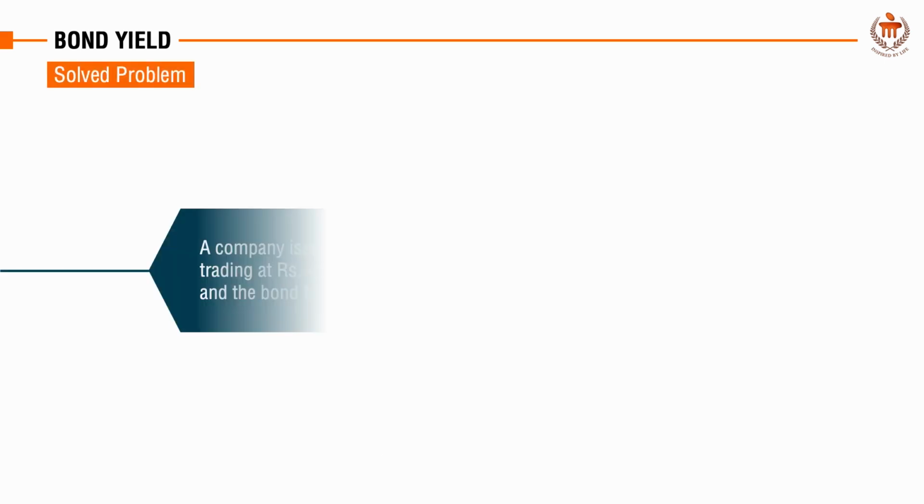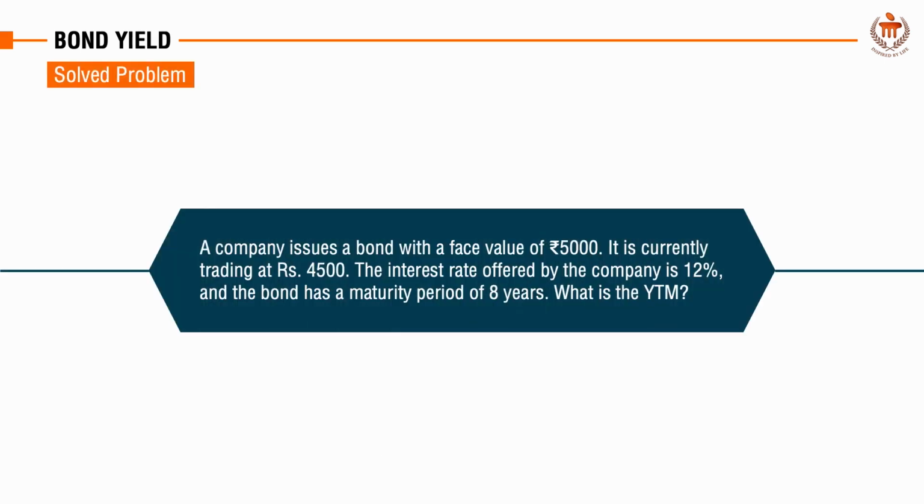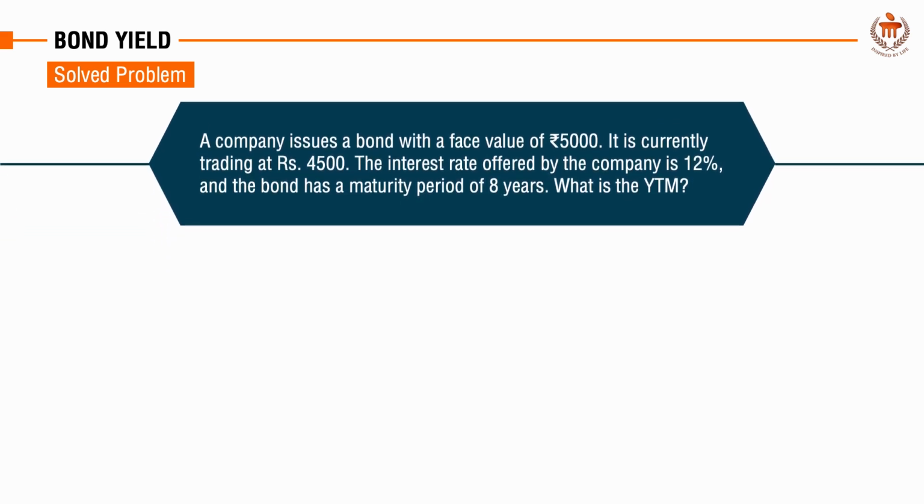Let us take a simple example for the approximation method. Suppose a company issues a bond with a face value of rupees 5,000. It is currently trading at rupees 4,500. The interest rate offered by the company is 12%, and the bond has a maturity period of 8 years. We have to calculate YTM. To solve, we will use the approximation formula.